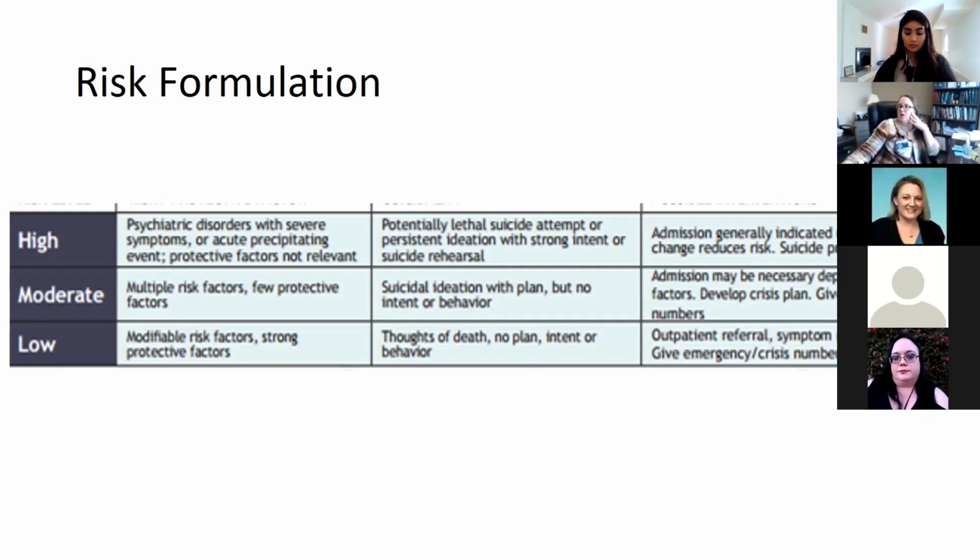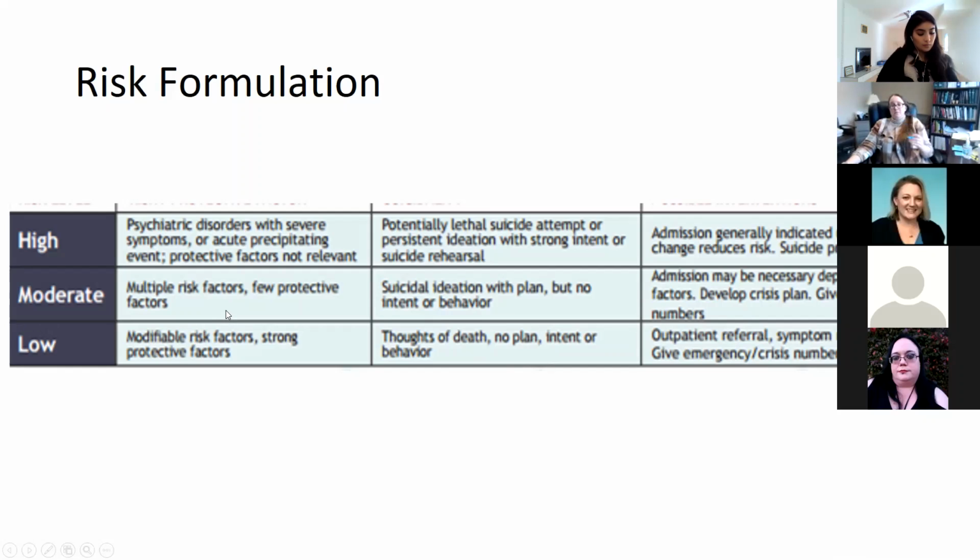The first here is, I cut off something, so I'll have to get that other handout, but you're looking at what their risk factors are. For low, they've got modifiable risk factors. Maybe they have some mental illness, but they still have some strong protective factors. In your suicidal inquiry, they may have thoughts of death, but they don't have a plan, they don't have any intent, they haven't engaged in any behavior. So what do they need? Maybe they need an outpatient referral. Maybe they need to be given emergency and crisis numbers, and they need to work on reducing some of their symptoms, particularly those modifiable risk factors.